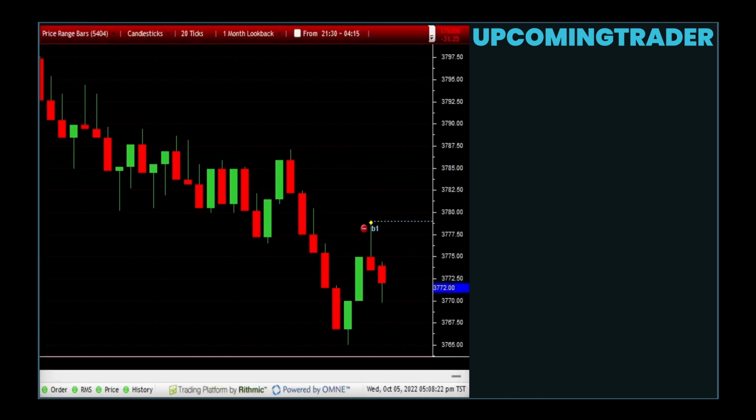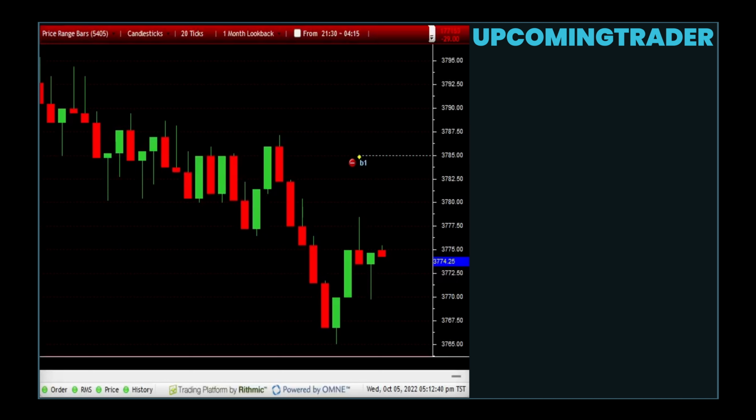Implementing a volume analysis strategy effectively in futures trading includes monitoring volume patterns alongside price movements using tools like volume bars or volume weighted average price, simply known as VWAP. Identifying significant increases or decreases in volume that may signal the start of a new trend or a potential reversal. Correlating volume data with other technical indicators for a more comprehensive market analysis.